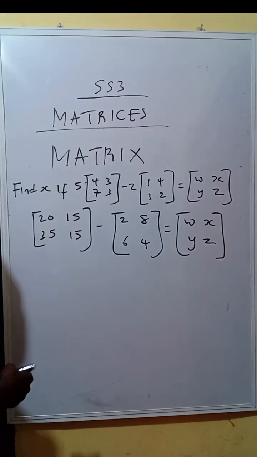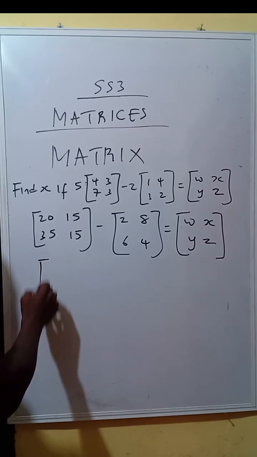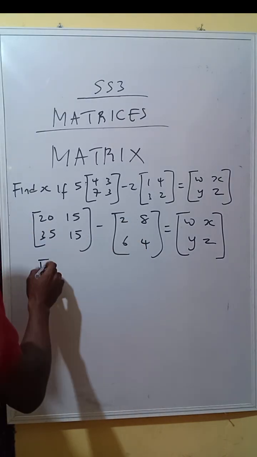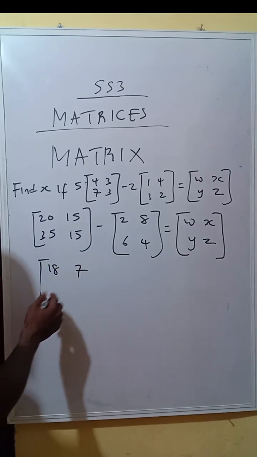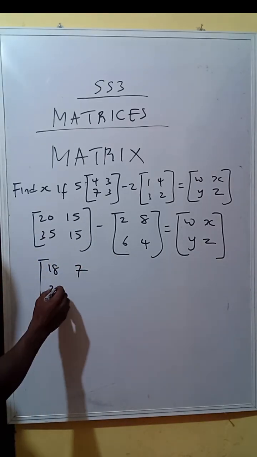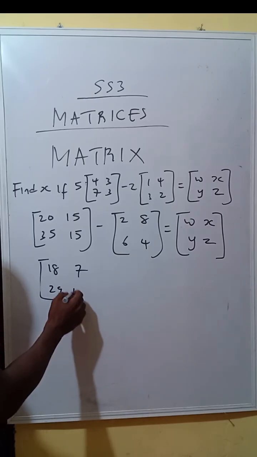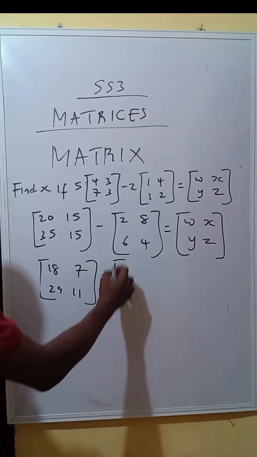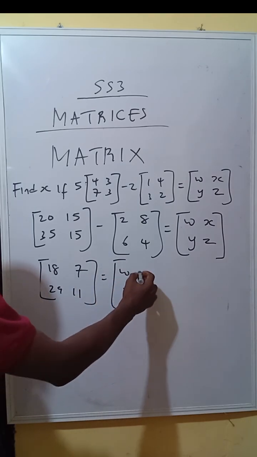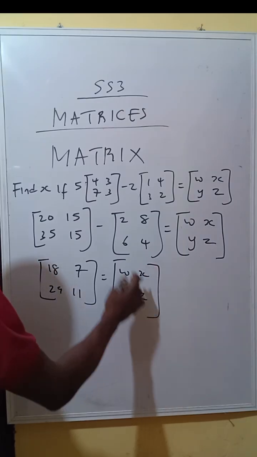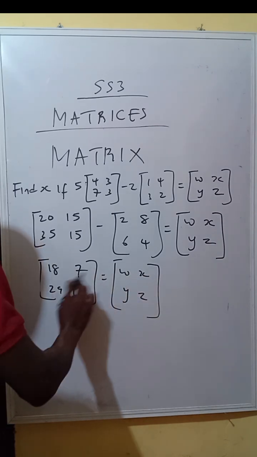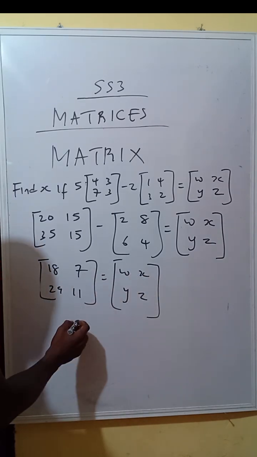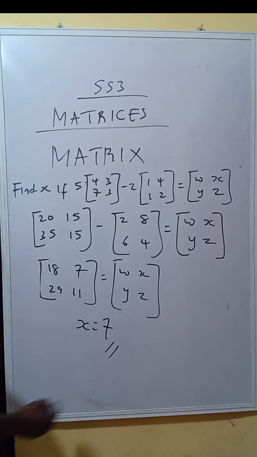So now to subtract this: 20 minus 2, 18. 15 minus 8, 7. 35 minus 6, that should be 29. 15 minus 4, 11, is equal to w, y, x, z. Now, which of these numbers is in this position? It is 7. So x is equal to 7. It's as easy as that.